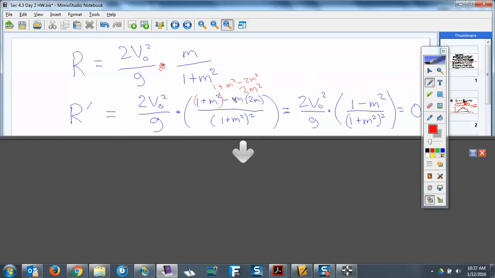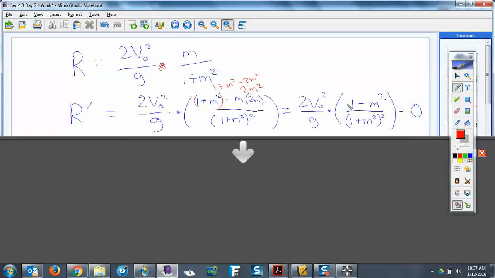Here it is over here. So the top is just 1 minus m squared. The bottom is this. And then I got this big constant just sitting out here in front. So there's my derivative. I want to see when that is 0. Well, this is not going to be 0. What's the only time this would be 0? What's the only time this fraction would be 0?